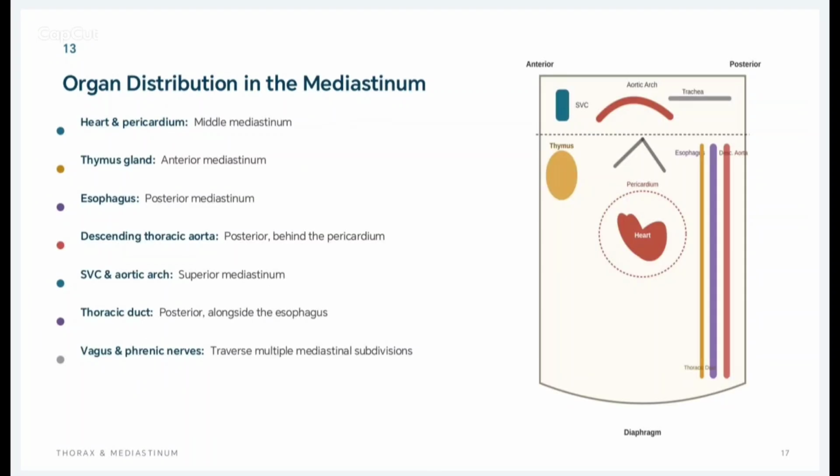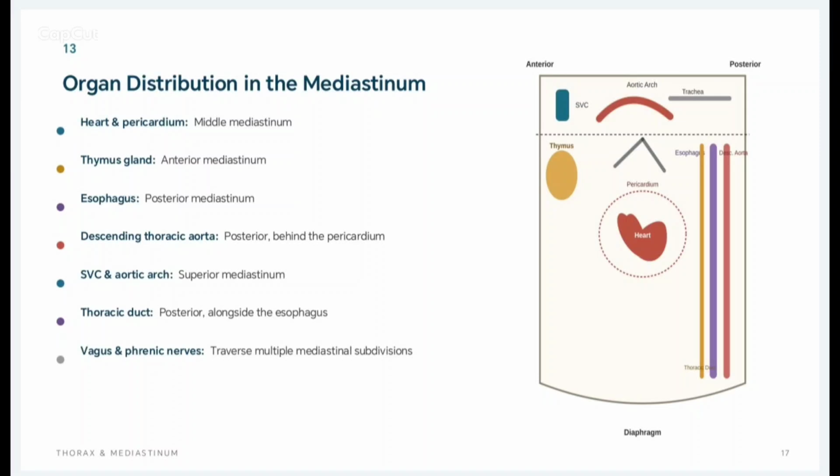To provide a spatial summary, let's look at the organ distribution in the mediastinum. The heart and pericardium reside in the middle. The thymus is anterior. The esophagus and descending thoracic aorta are tucked away in the posterior compartment. The superior vena cava and the aortic arch are found in the superior subdivision. We also find the thoracic duct alongside the esophagus in the posterior region.